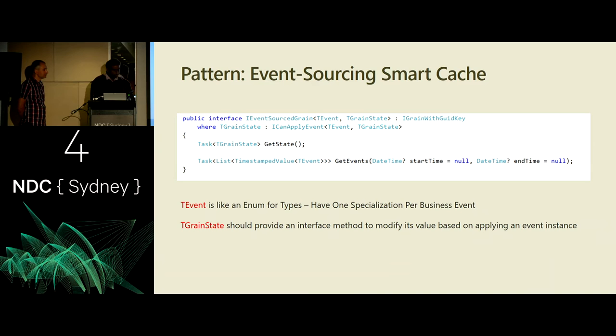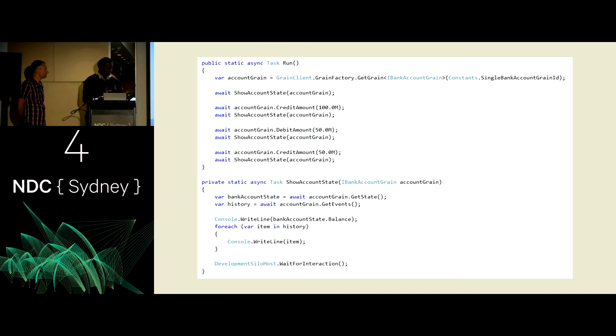Again, font size, sorry. But really what you're doing here is an example, and I'm just going to show an example of a credit and a debit. We have a bank account grain that we pulled out, and we're going to show the account state by just looking at all the events that have actually happened.